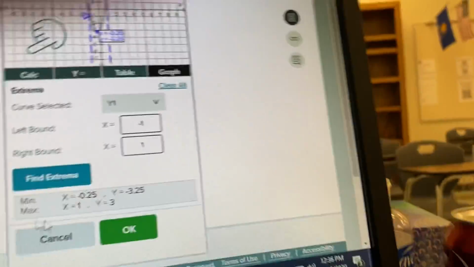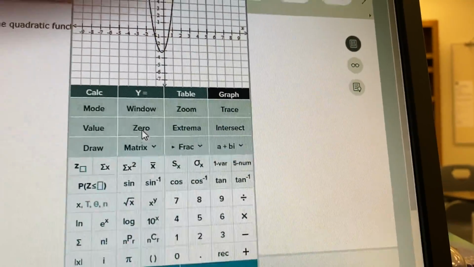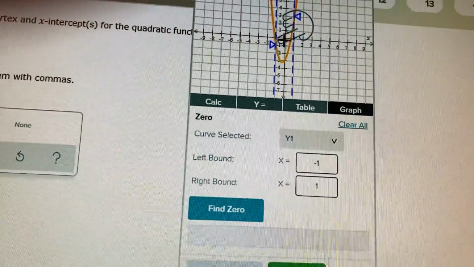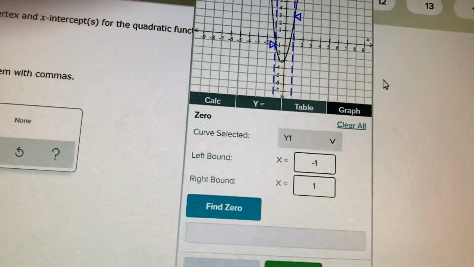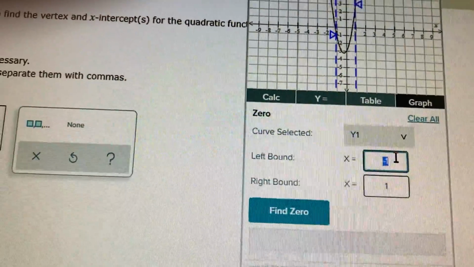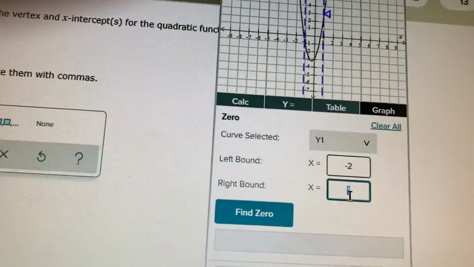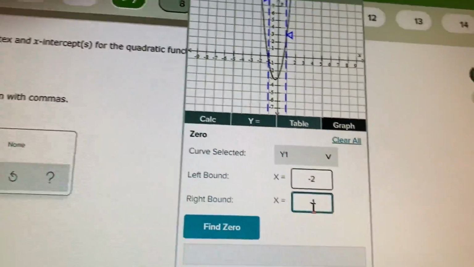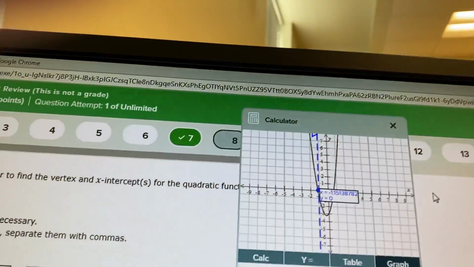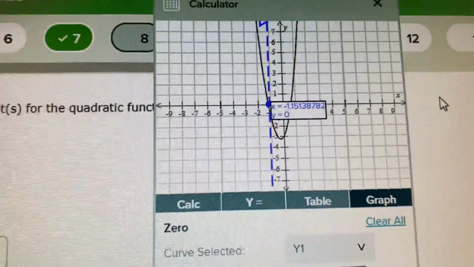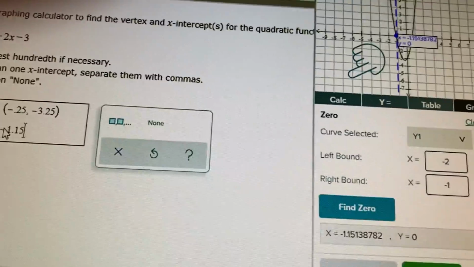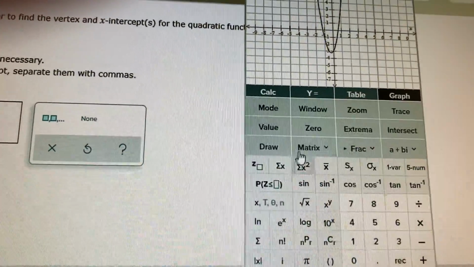Then you're going to go to your zeros, which are your x-intercepts. So go to the left side. The left one over here is between -2 and -1. Gotta do -2 first. -2, -1. Let's find that one. We're going to round to the hundredths, so it's going to be -1.15. So then you cancel that one.